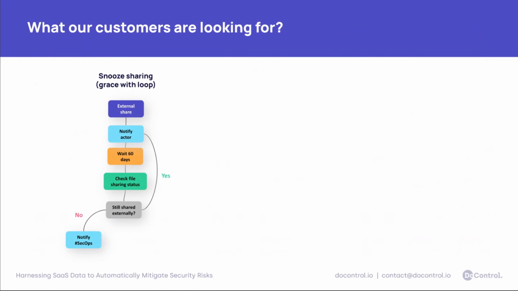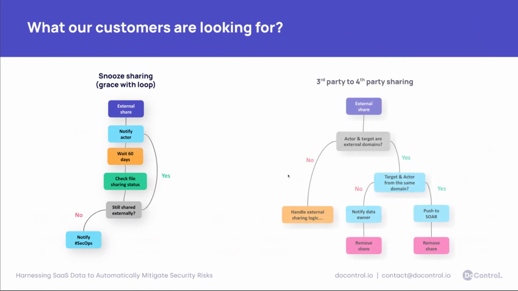Two more. Snooze sharing. Someone would like to be more graceful with the action, so someone externally shares. You would like to notify the actor, wait for 60 days, then check again if the file is still shared. If yes, go back and do a kind of loop: wait, notify, etc. And if it's not shared anymore, that's it. You can notify the security operations that this file is not shared anymore.